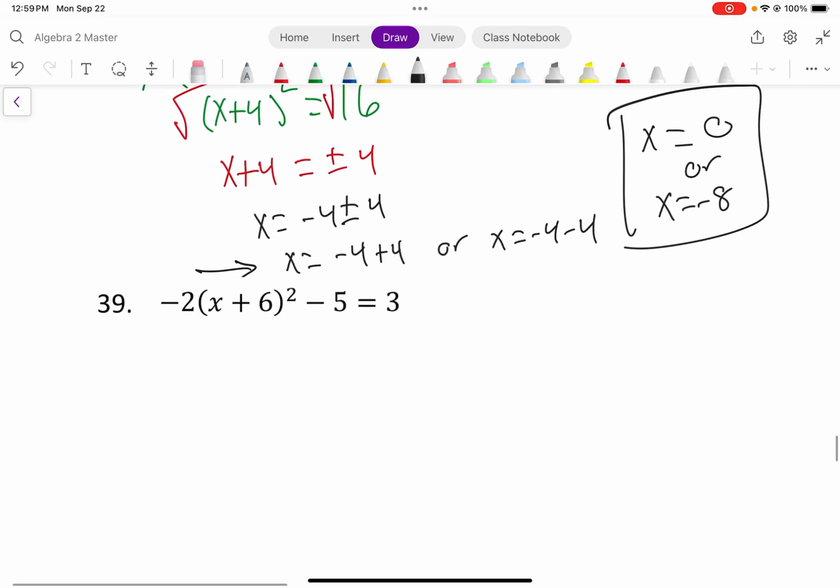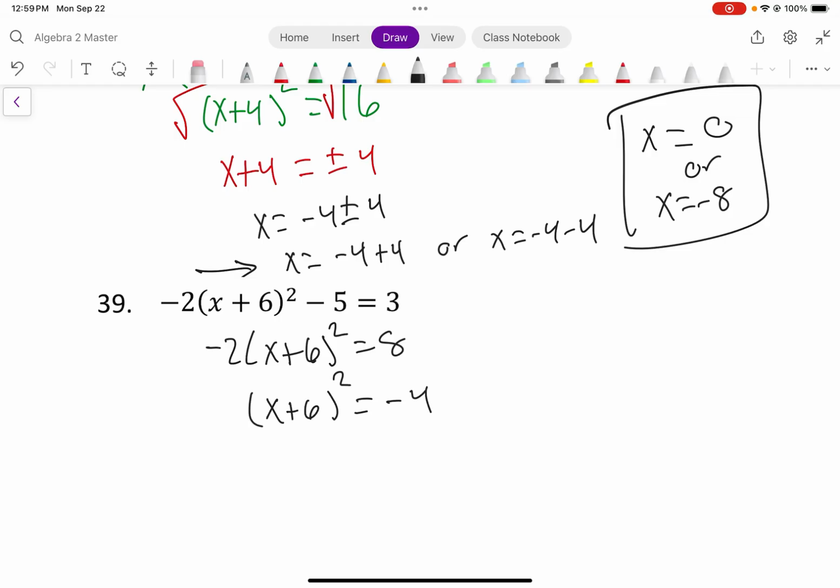And then number 39, add 5 to both sides. Divide both sides by negative 2. And now I'm going to be in a situation I have not been in yet. I'm going to take the square root of both sides. And Algebra 1 says you can't do this because they don't know what the complex number system is. But we do know what the complex number system is now, so I'm going to get x plus 6 equals plus or minus the square root of negative 4.